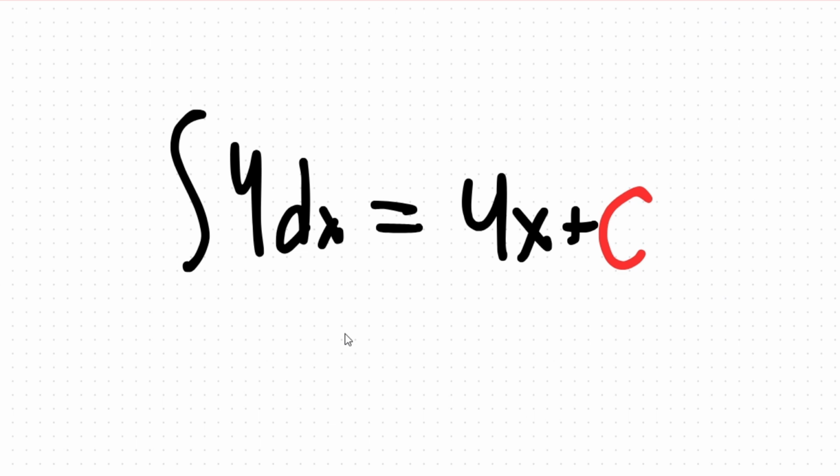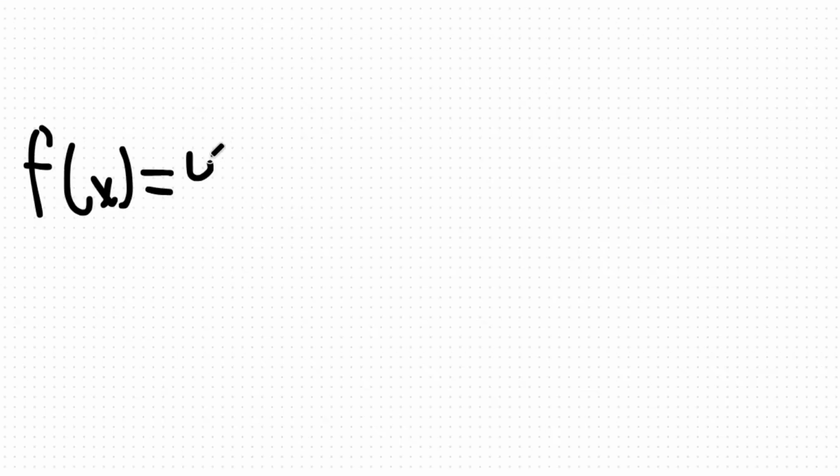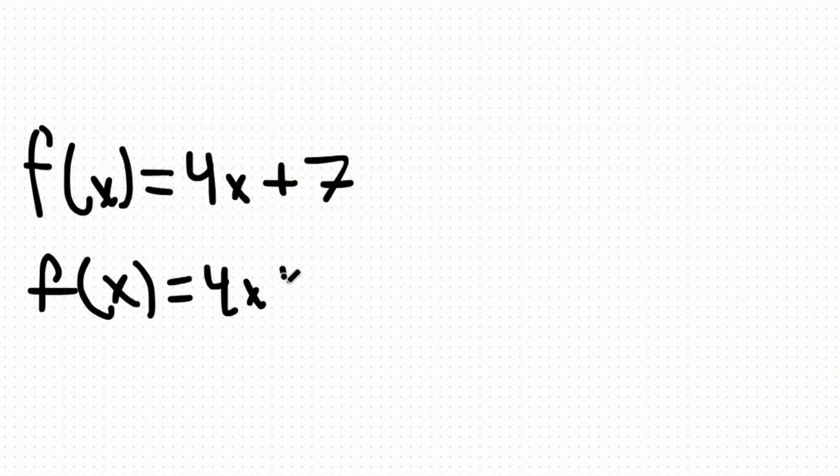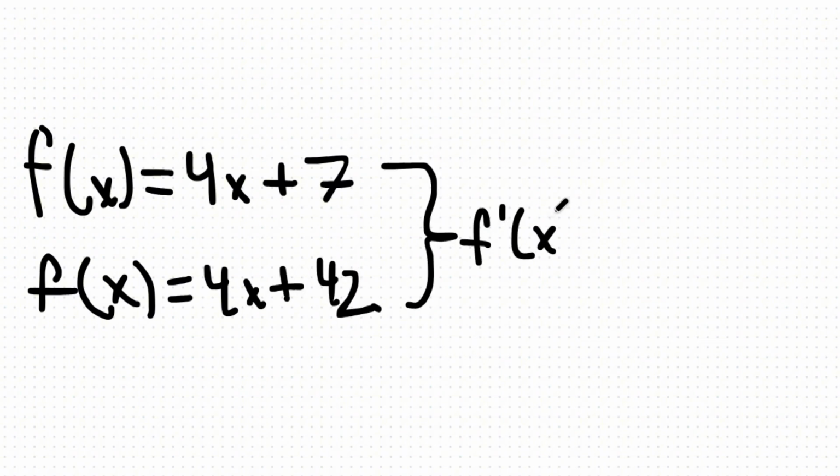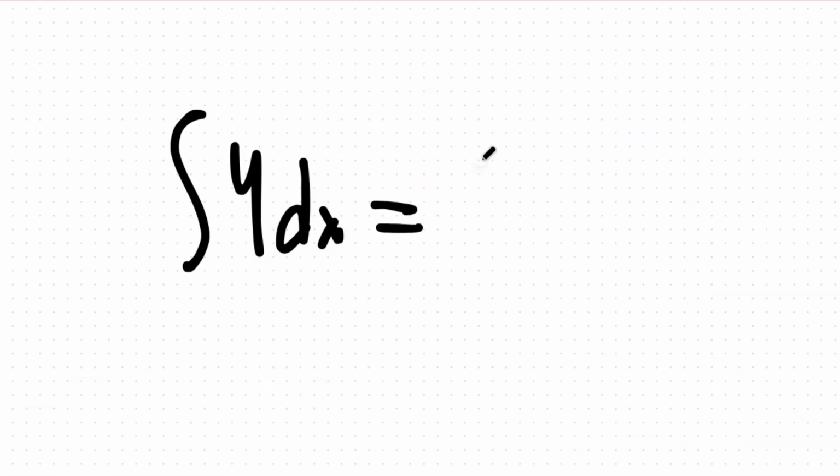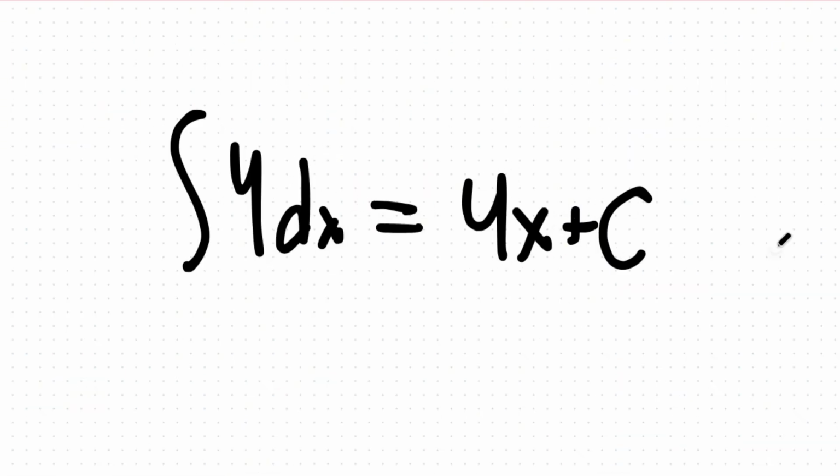Why? Because if you differentiate 4x plus 7 or 4x plus 42, their derivative is still 4. So we add c to show that there are infinitely many original functions. Later, we will see definite integrals, which give actual numbers instead of functions.